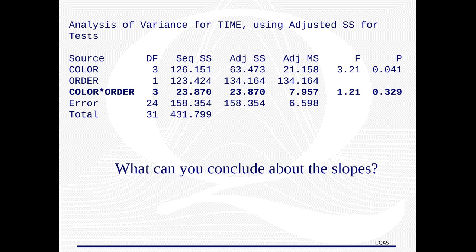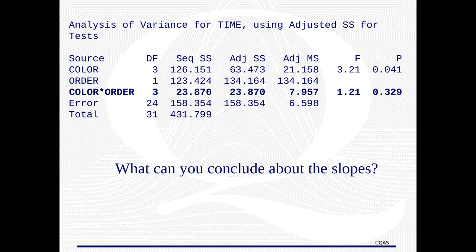A non-significant interaction indicates that the slopes, that is, the rate of change in time across the order sequence, are essentially the same across all 4 color groups. In other words, color and order do not interact meaningfully in their effects on the response variable. This is an important finding because it simplifies our interpretation. We can confidently state that the effect of order on time is consistent regardless of color category.